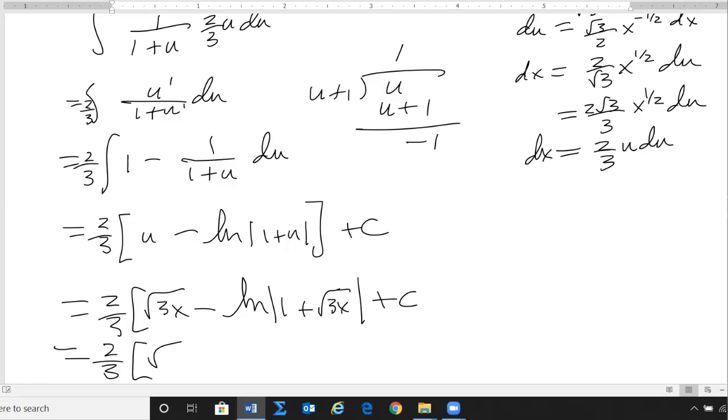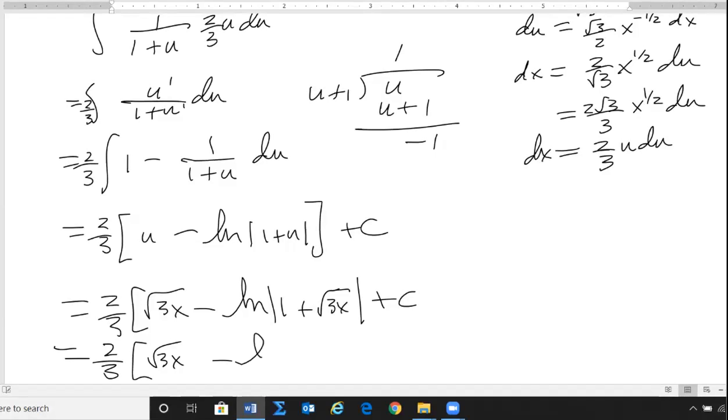And you might realize right now that you don't really need those bars. So sometimes students will just take them off at this point because they're a little bit redundant, not needed. Plus a C, and that's good enough.